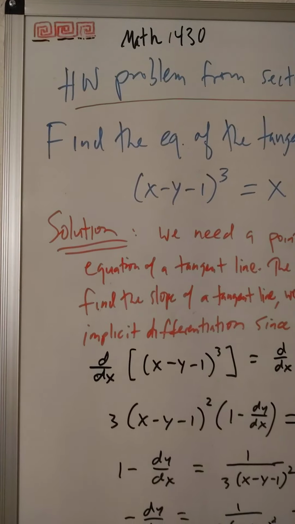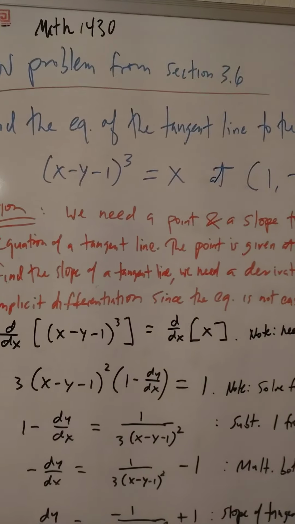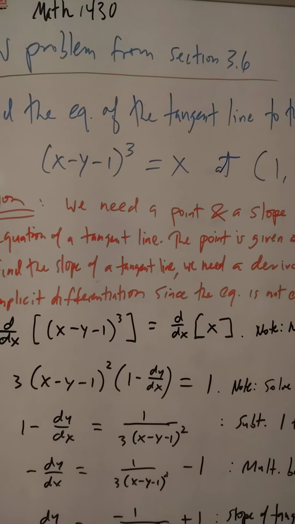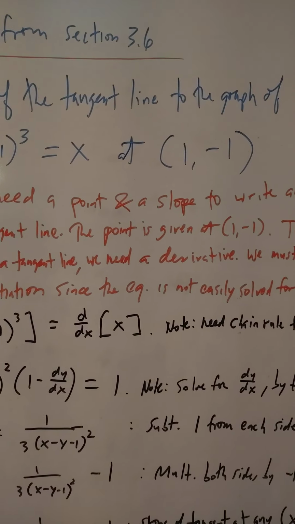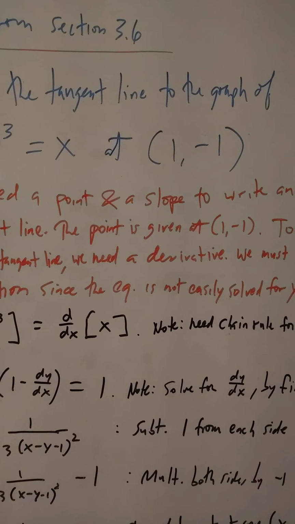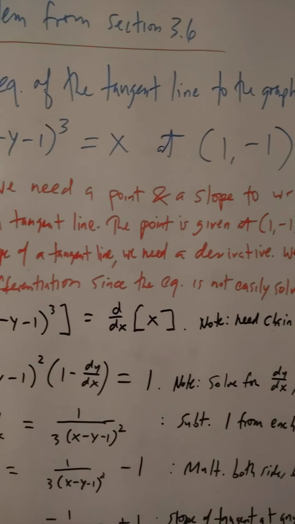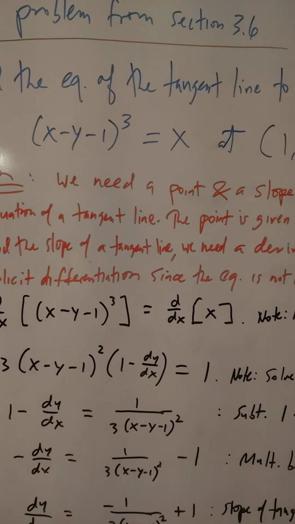So, Math 1430, and we want to find the equation of the tangent line. Whenever you want to find an equation of any line, you always need a point and a slope. The point is given. x is 1, y is -1. Remember, all points are x comma y. So now we have to find the slope, because once we have the point and the slope, then we can find the equation of the line.